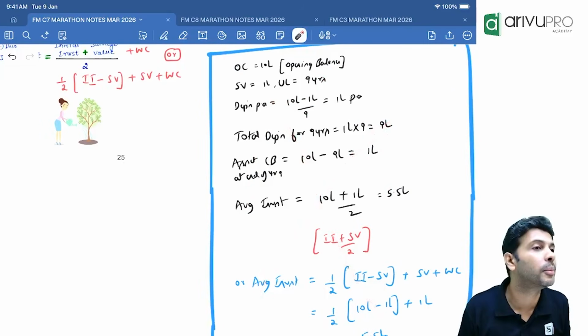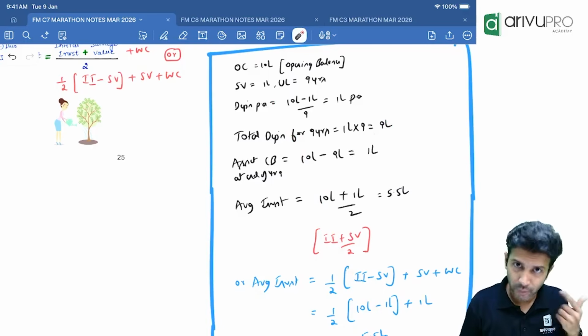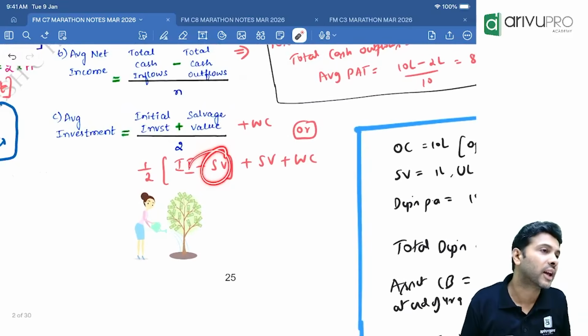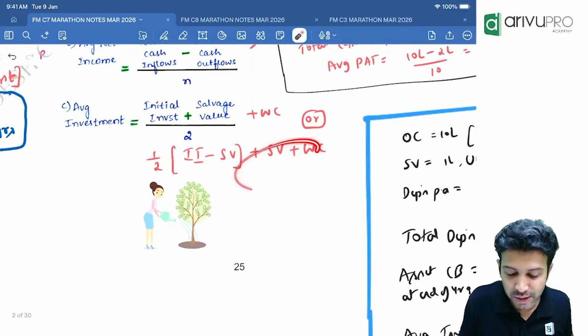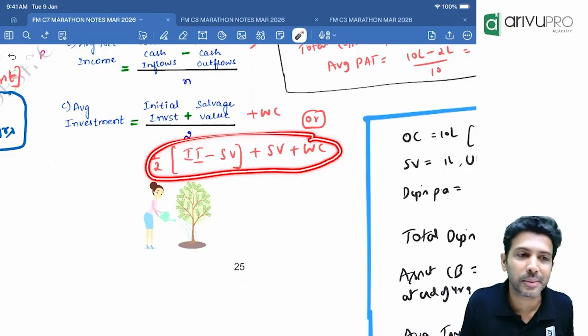They have a fancy formula. To find average investment, it is half, 1 by 2, half, open the bracket, initial investment, minus salvage value, close the bracket, plus salvage value plus working capital. So we'll be using this only for our examination.